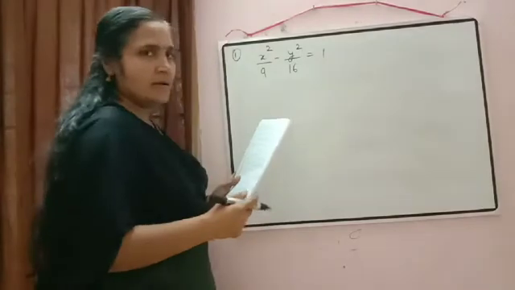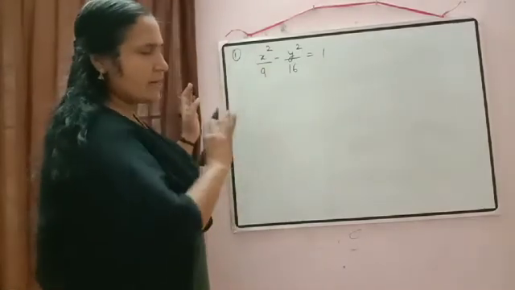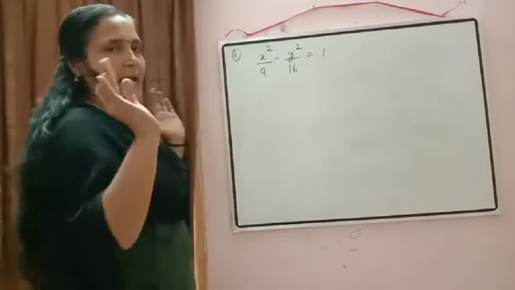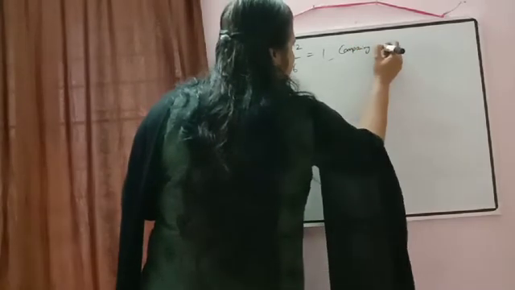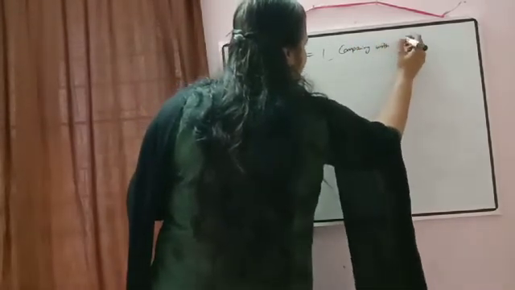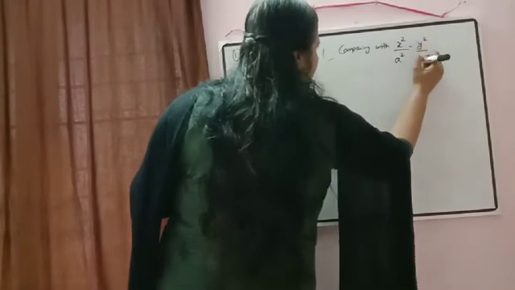So just check here, x is written first. So our transverse axis is along x-axis there. So now we will compare with our equation of hyperbola, which will be x square by a square minus y square by b square is equal to 1.